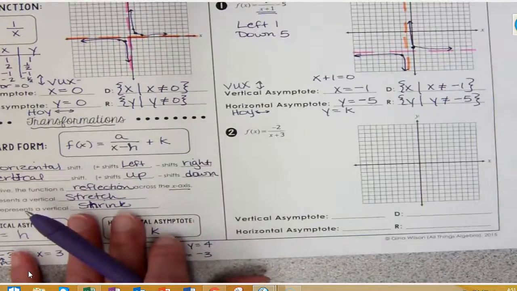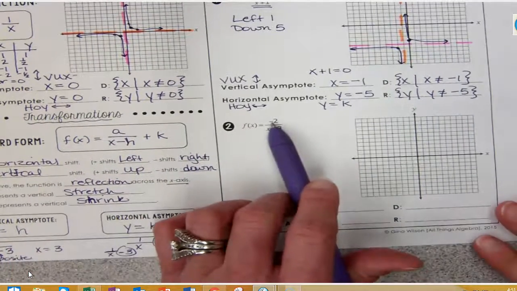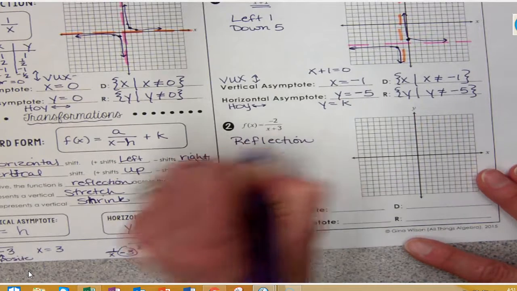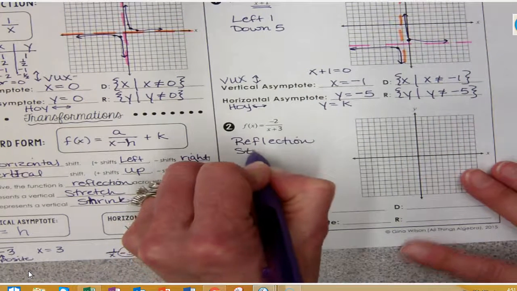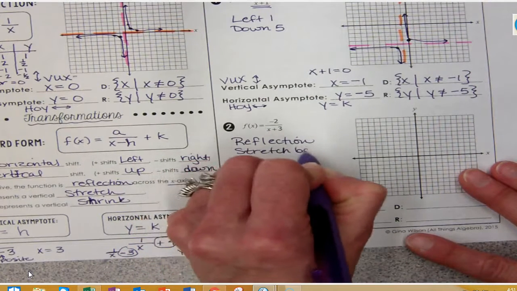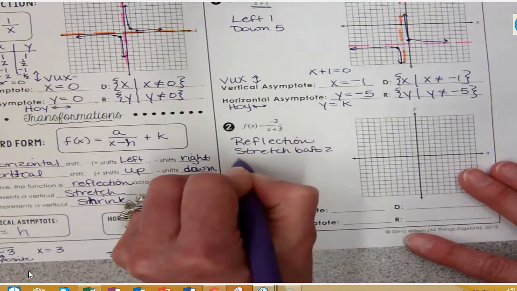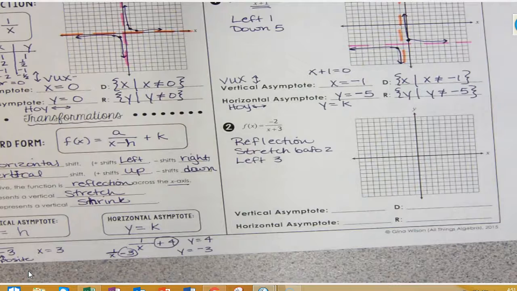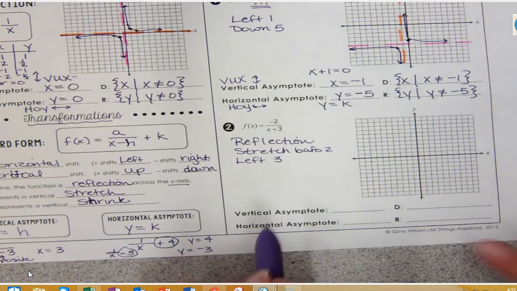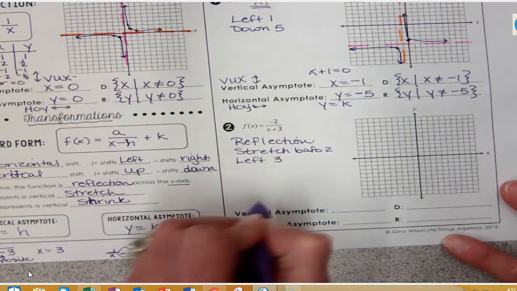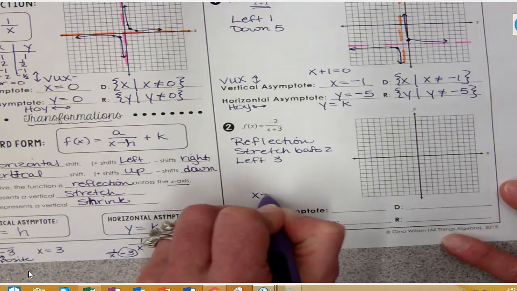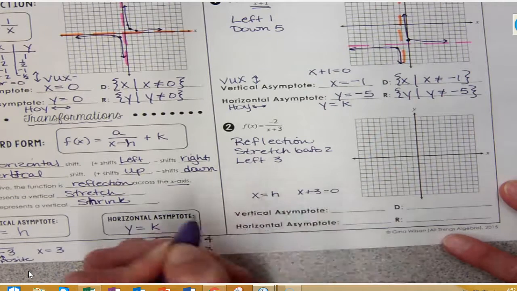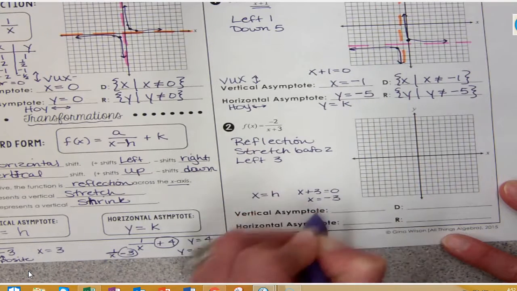Okay, one more. This one's going to be reflected with a negative and a stretch. So let's write that. It should be a reflection, a stretch by a factor of 2, and it should move left 3. So my vertical asymptote is going to be x equals h, or where x plus 3 equals 0. So x is going to equal negative 3.